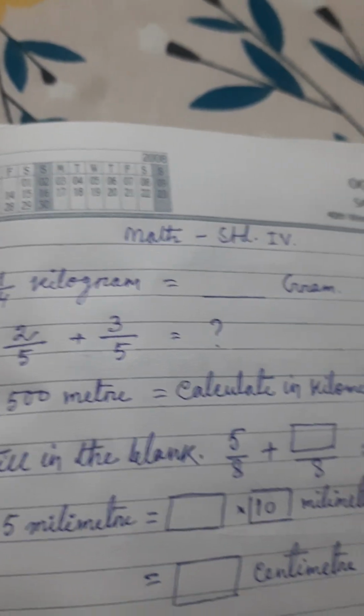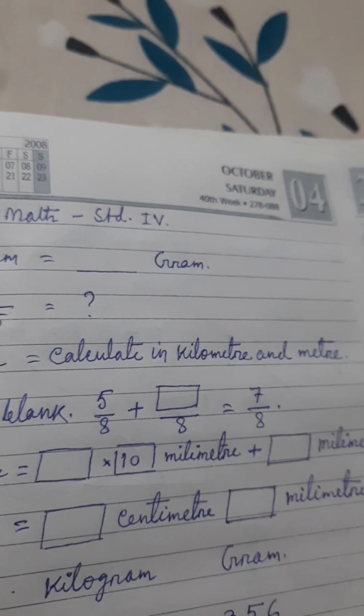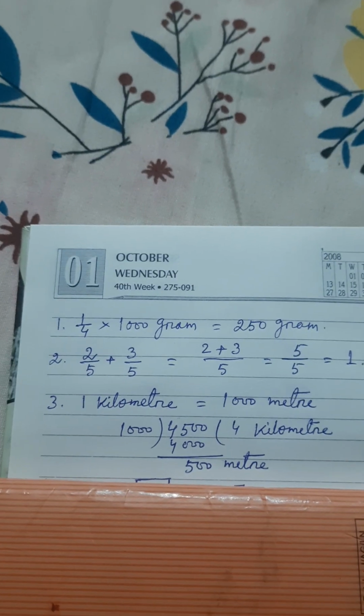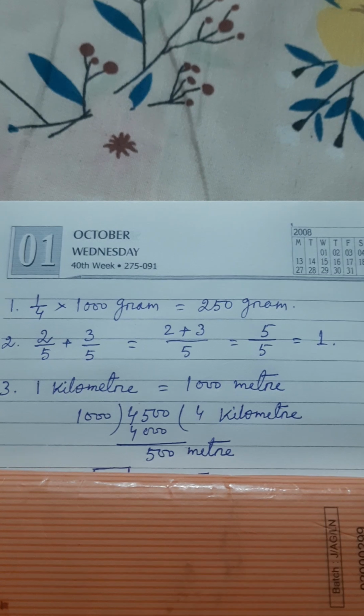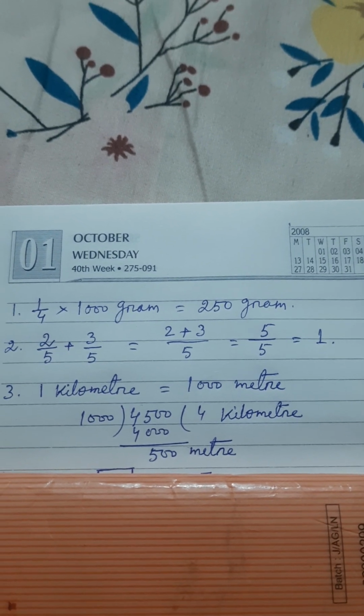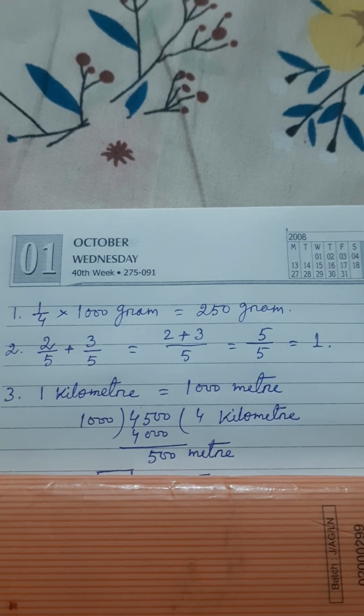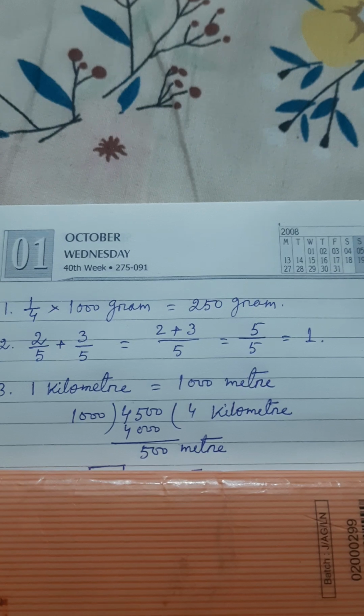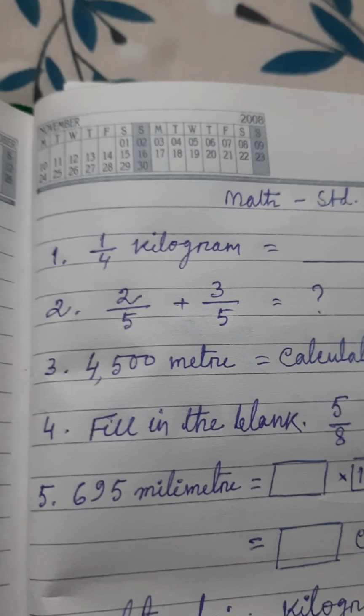4500 meter, calculate in kilometer and meter. 1 kilometer is 1000 meter. 4500 divided by 1000, 4 kilometer 500 meter.